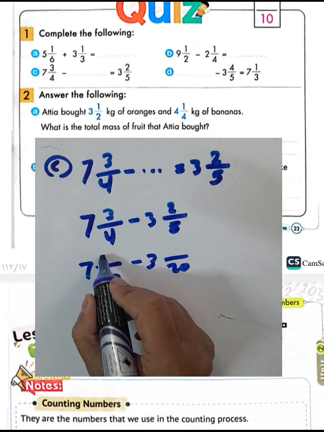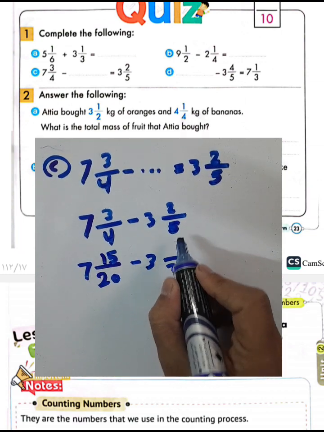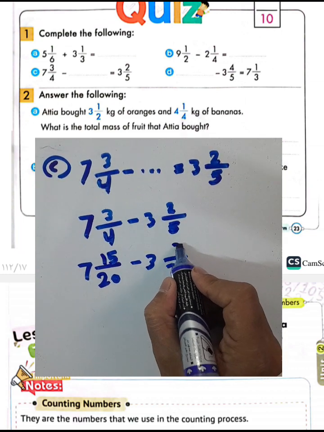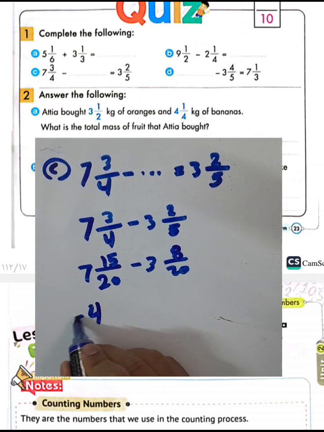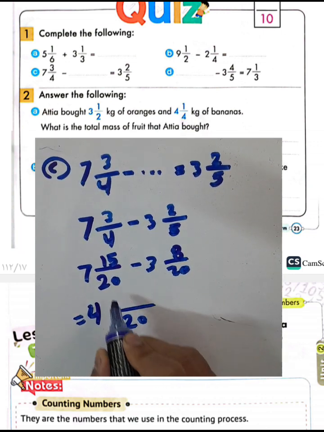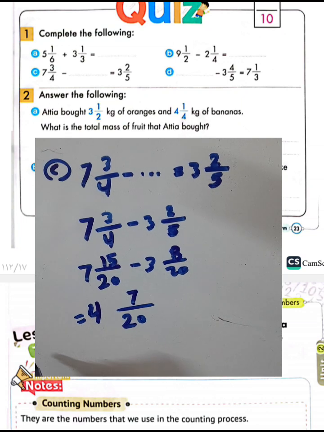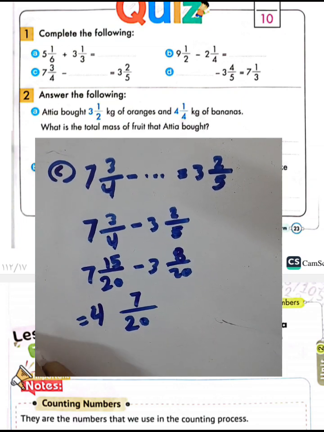4 times 5 equals 20. 3 times 5 will be 15. 4 times 5 equals 20. 2 times 4 equals 8. 7 minus 3 equals 4. And write 20 here. 15 minus 8 will be 7. The result will be 4 and 7 over 20.